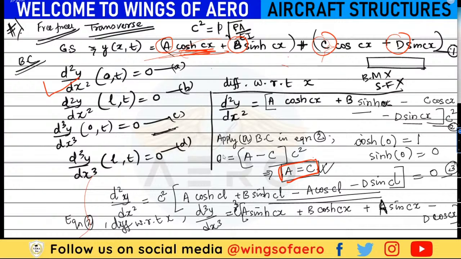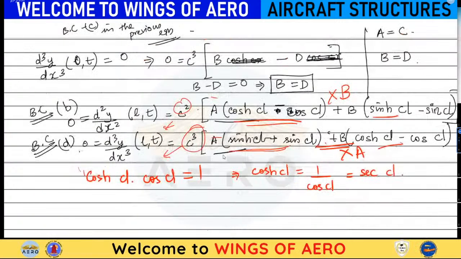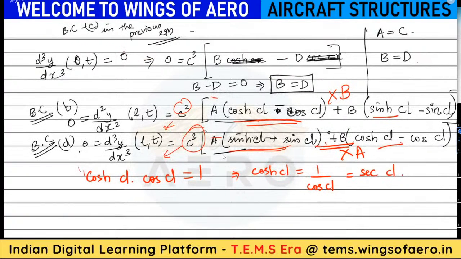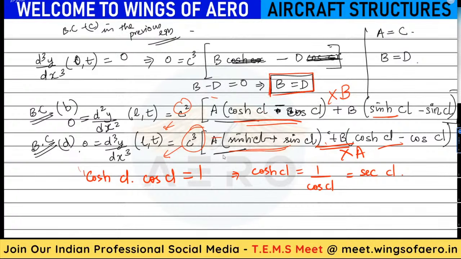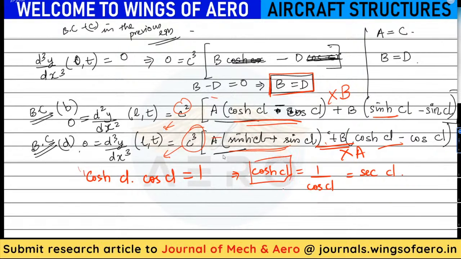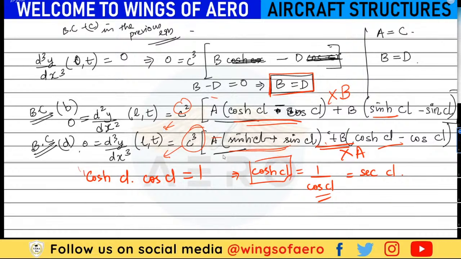Then next was we use the third condition, because when we applied the second condition there was nothing to solve. So we applied the third condition. In the third condition, what did we get? B equals to D, right? So when we resolve, we can also find the relation between the cosh values, the hyperbolic function, in terms of the normal function.